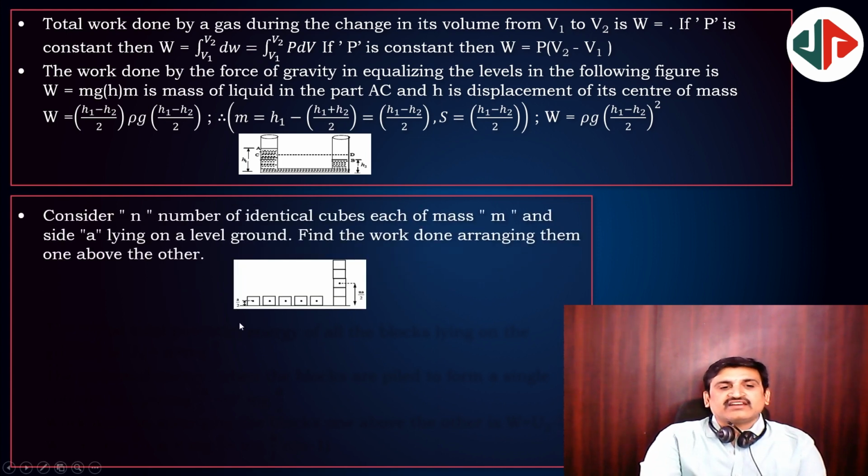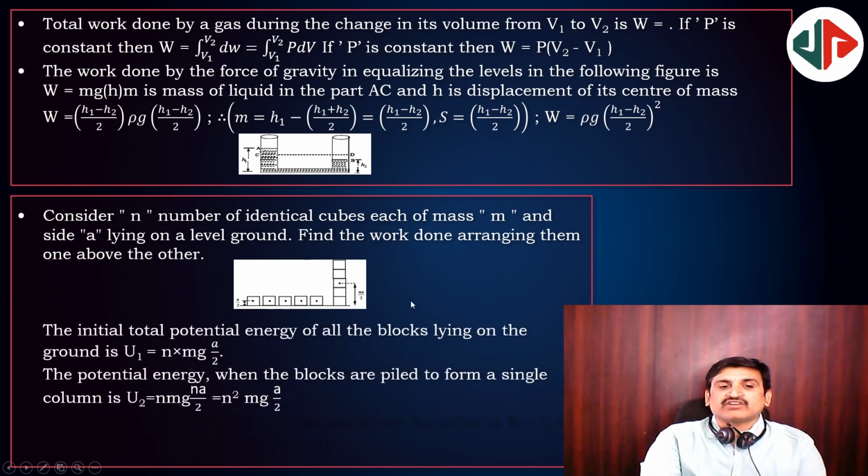Next, here n blocks are there on the table whose masses are m each, and the side is a. Then keep in mind the difference in potential energy, so that you will get the work done in arranging them one over the other. Initial potential energy is mg a by 2, because the potential energy lies at the center. How many are there? N are there. So n mg a by 2.